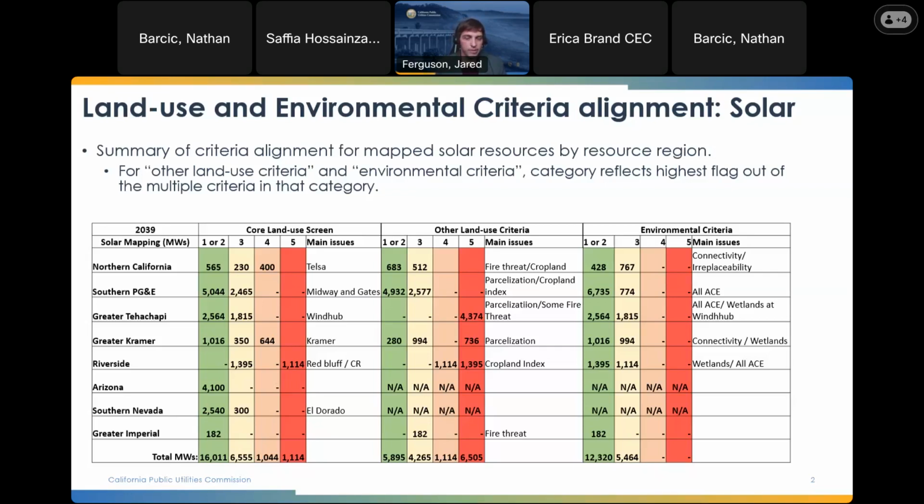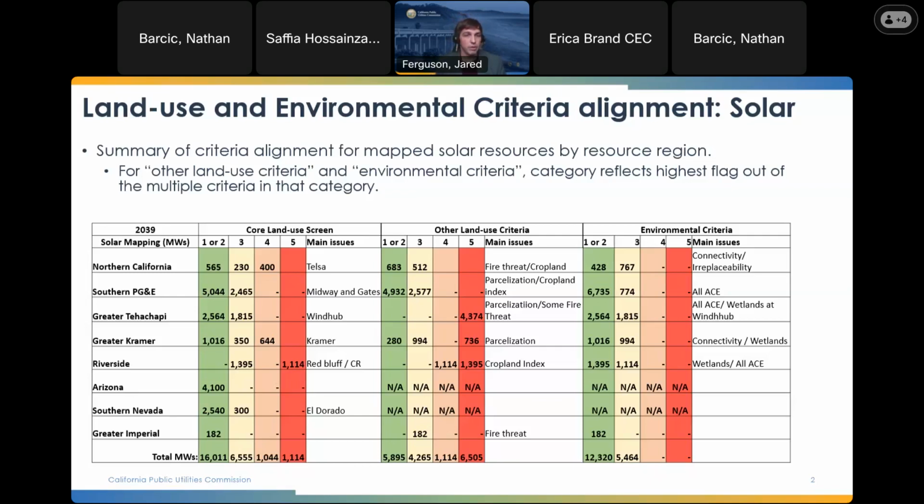So this is a quick way, instead of looking at a spreadsheet of 500 substations for multiple resources, to highlight where and which substations have potential or strong misalignment with the criteria.